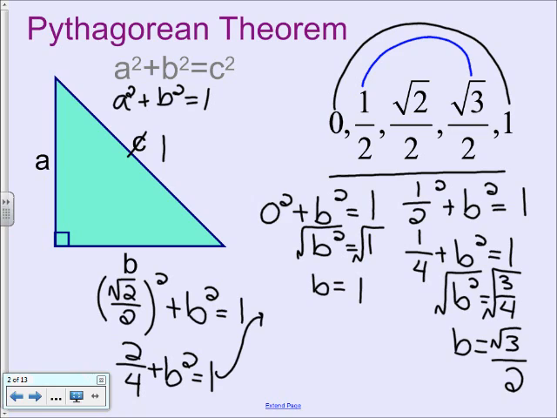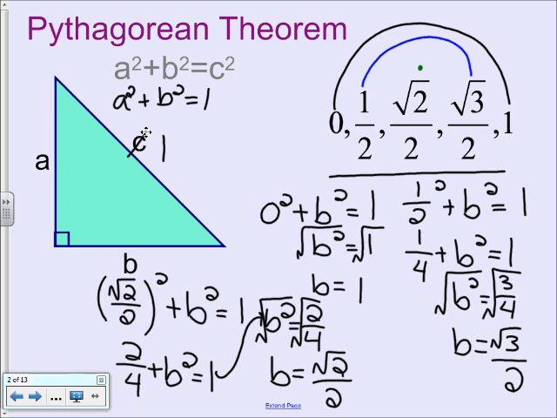If we subtract from both sides, we'll get b squared is equal to 2/4. Take the square root again. We get that b is equal to the square root of 2 over 2. So root 2 over 2 does in fact pair up with itself. It's kind of like an identical twin. There's just 2 copies of the same number.